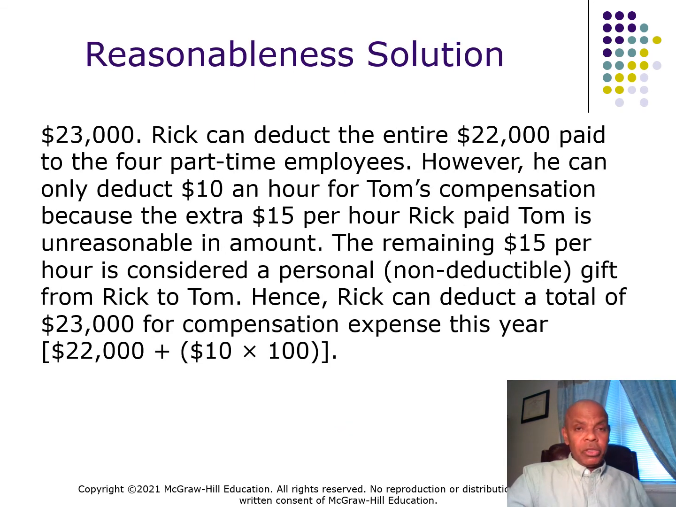Here we go. Here's the explanation. Yes, Rick can deduct the entire $22,000 paid to part-time employees. However, he can only deduct $10 an hour for Tom's compensation because the extra $15 per hour Rick paid Tom is unreasonable in amount. So you're not allowed to deduct that. The remaining $15 he can consider as a gift from Rick to Tom, right? Okay, everybody understand that?